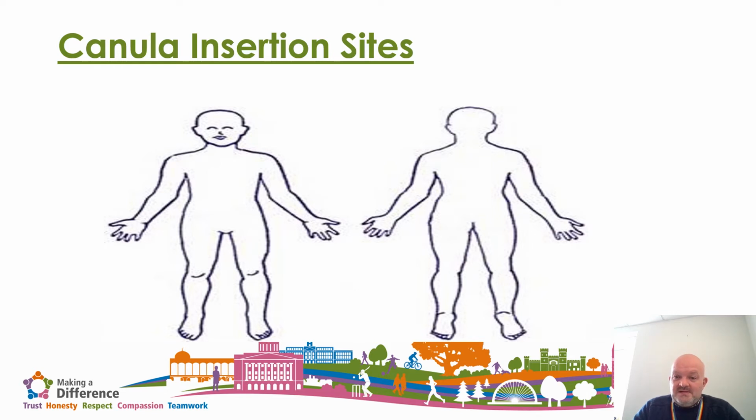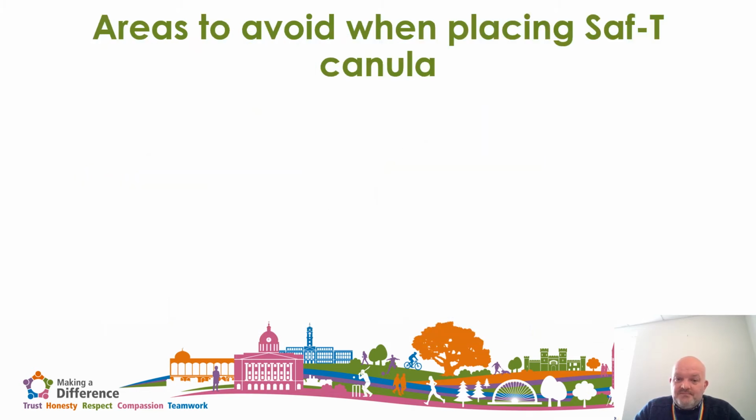So the first thing we do when we've got consent is we need to put our Saf-T cannula in. And on this diagram, you can see the ideal places to put our Saf-T cannula. However, this diagram is not always the same as the patients that we are looking after. Often our patients are very cachectic, so they have very little body fat. So it's about finding the correct and the best position for the cannula on each and every patient individually.